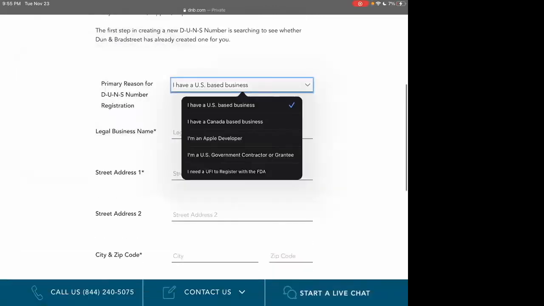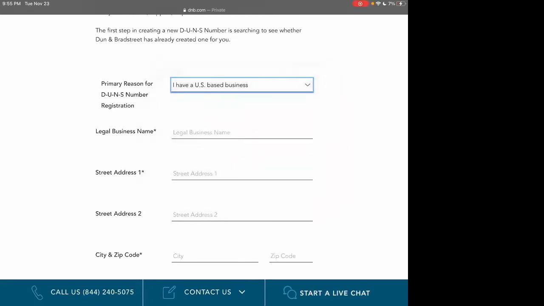Which is why it says these are the options that you have: I have a US-based business, a Canada-based business, I'm an Apple developer, a US government contractor or grantee, or I need a UFI to register with the FDA. Okay, and that's not really applying to you. You have a US-based business. The US-based business would be your LLC, sole proprietor, S Corp, C Corp, DBA, or your estate would be considered something that you can use this for, okay?